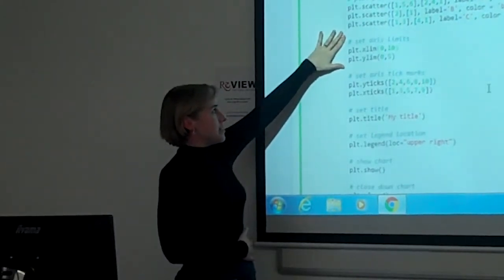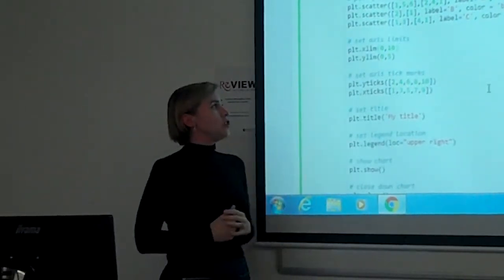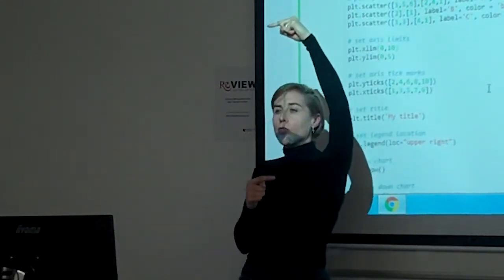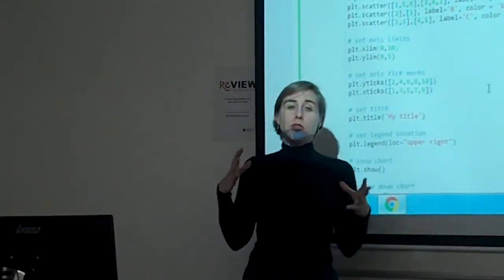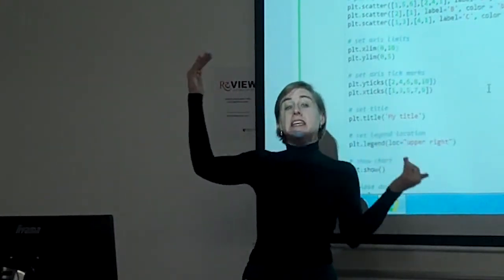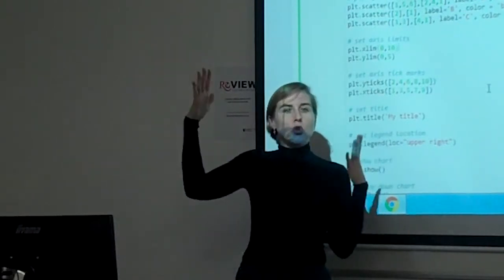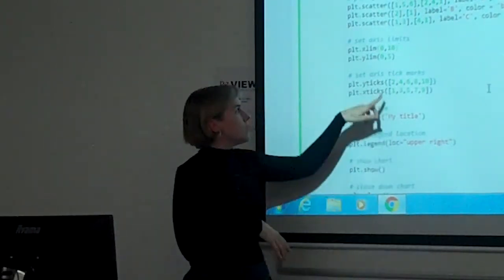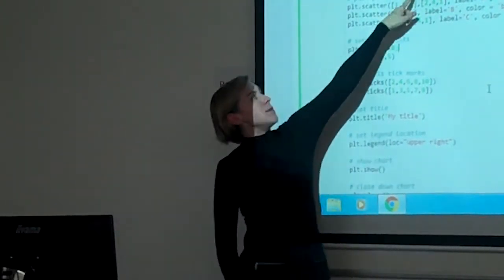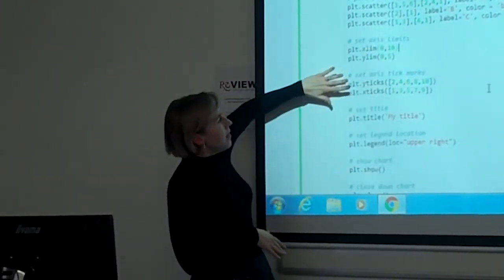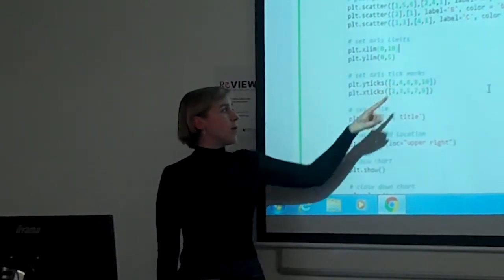Set axis limits. What these two numbers are basically doing is saying how long you want the x-axis to be and how tall you want the y-axis to be. If you don't put those in, it'll just make it as big as it needs to be to hold your data, but sometimes you want to make it a nice square or you want to have specific ones. So in this case, I've made it the same as it is up here. These two are the tick marks.